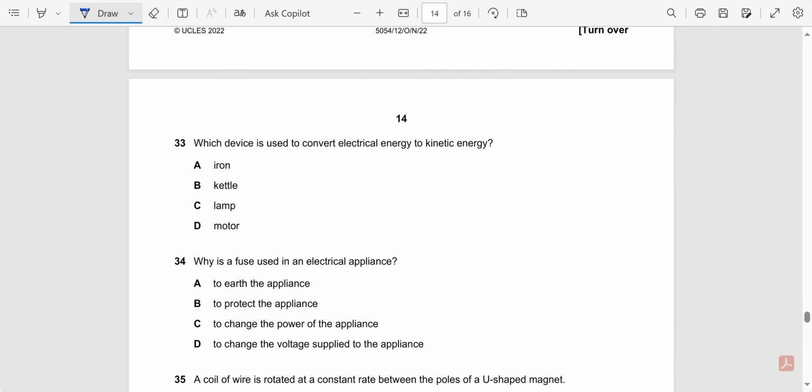Which device is used to convert electrical energy into kinetic energy? Electrical to kinetic. Iron does not, it produces thermal energy. Kettle does not, thermal again. Lamp is light. Motor, yes, it moves.